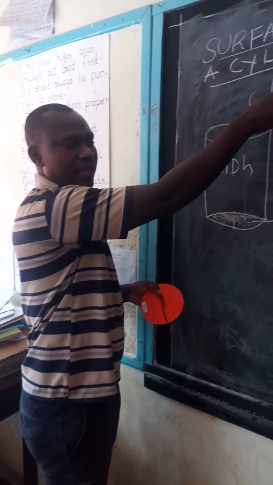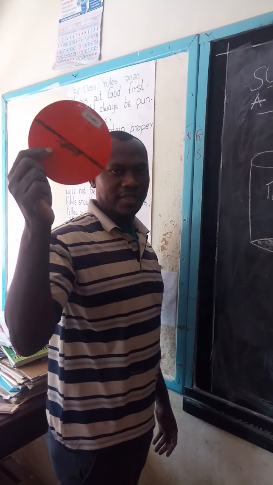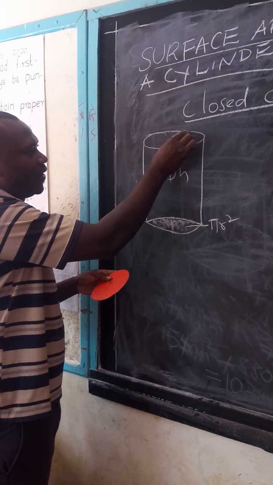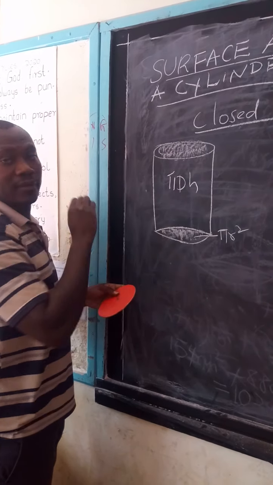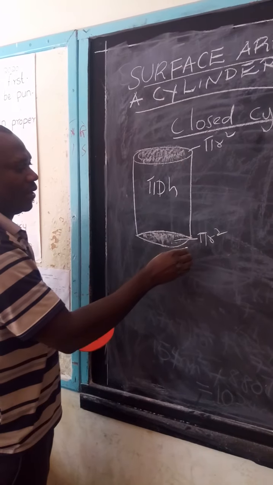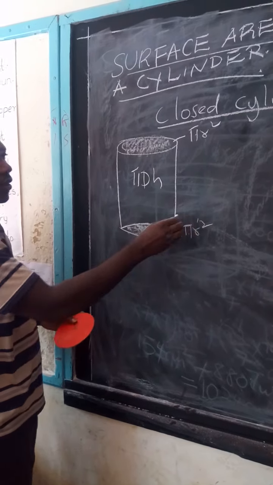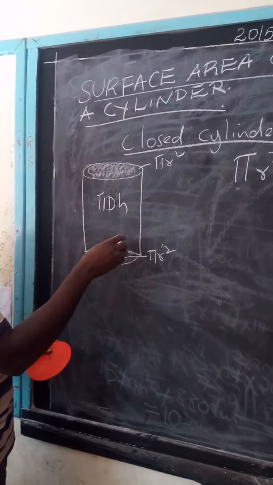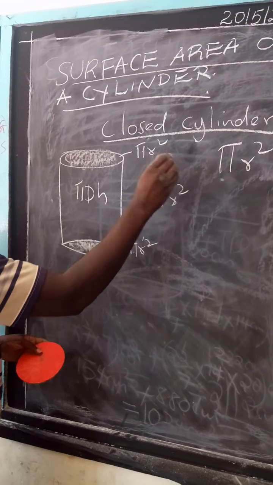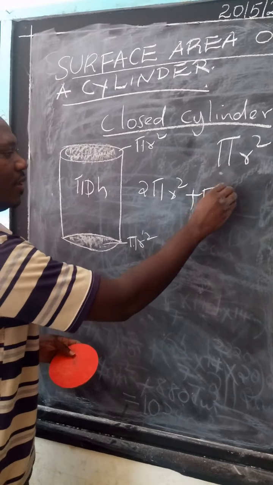If it is a closed cylinder, it means it has 2 lids, at the top and at the bottom. So we have another lid here and another one here. So this is also going to be pi r squared. The other one is also pi r squared. That means we have 2 pi r squared. So how are we going to get the area? We are going to get the area of the 2 circles, which is 2 pi r squared. Then we add the area of the curve, which is pi dh.